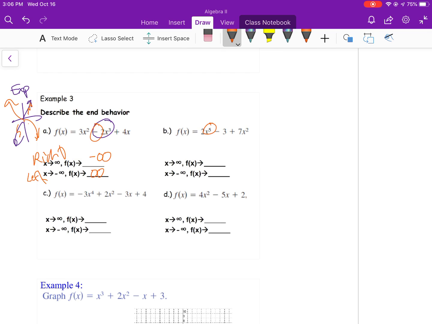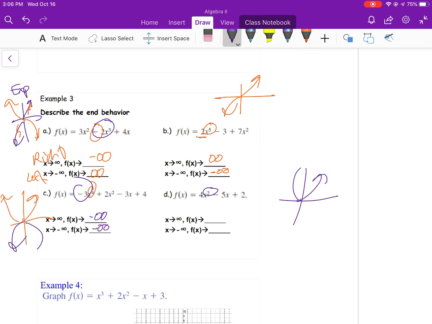Make sure you grab the highest degree. So there we go. I'm going to go up and down like this because of the 5. It's a positive 2, so nothing's going to change. So on the right, it's going up, and on the left, it's going down. Okay, even power, so kind of like a parabola, up and up. But because of that negative, it's reflected, so it's down and down. Okay, x to the second, again, looks like a parabola. Because of that 4, it's going to stay going up and up.